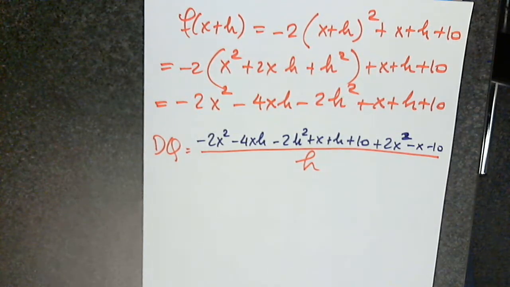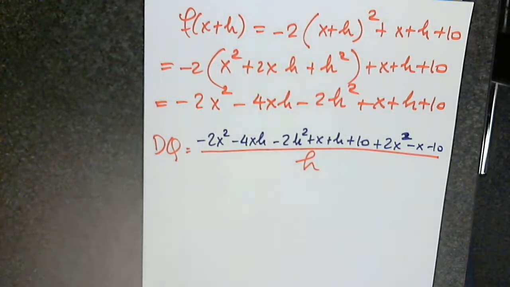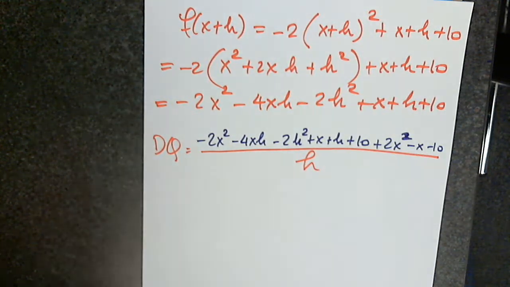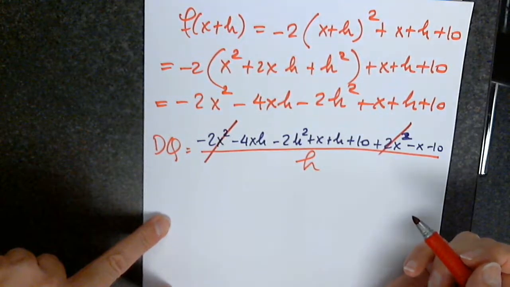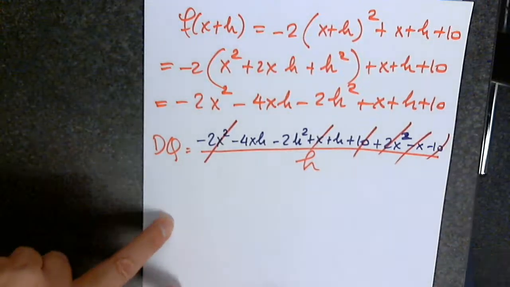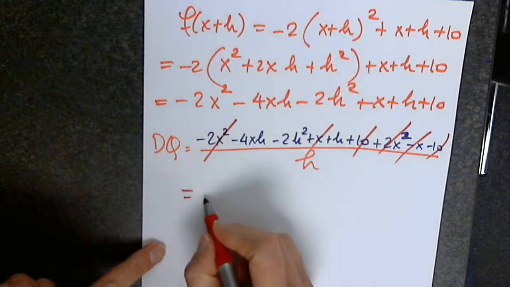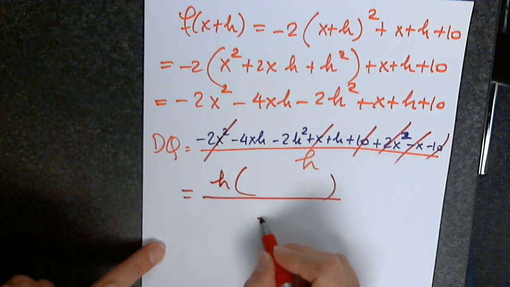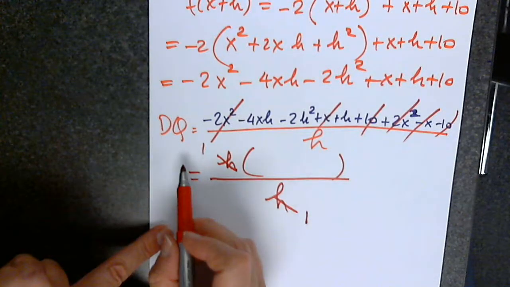Now remember the target. The target is this goes away. And all terms that do not have h in the numerator have to go away. Okay, so let's try. Anything that goes away? Negative 2x squared, 10x. How many terms are left at the top? How many terms will I have to write in parentheses after I factor out h so I can get rid of h? Please write 1 and 1.